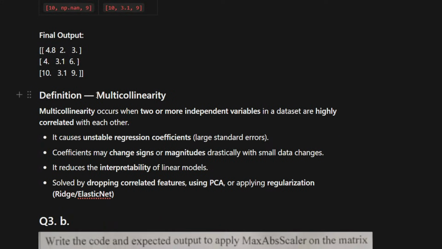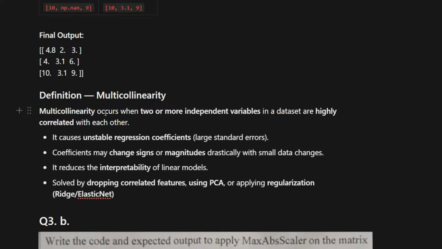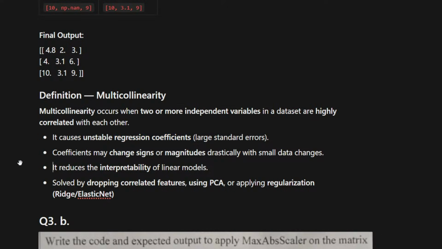And the next subdivision of the same question, multicollinearity. Multicollinearity occurs when two or more independent variables in a dataset are highly correlated with each other. It causes unstable regression coefficients. As we saw earlier in the ridge regression part, the regression coefficients will be unstable because the standard errors obtained will be large. The coefficients may change signs or magnitude drastically with small data changes.